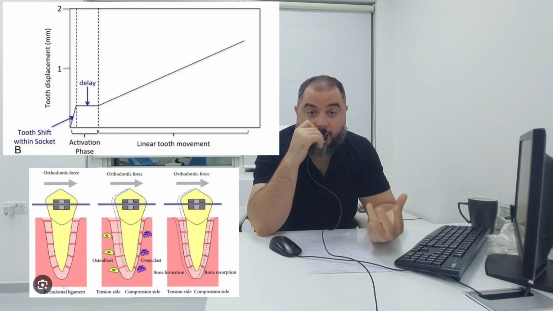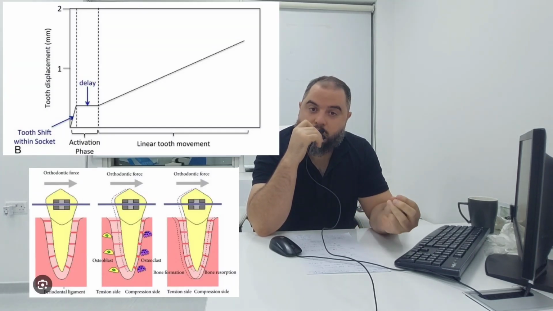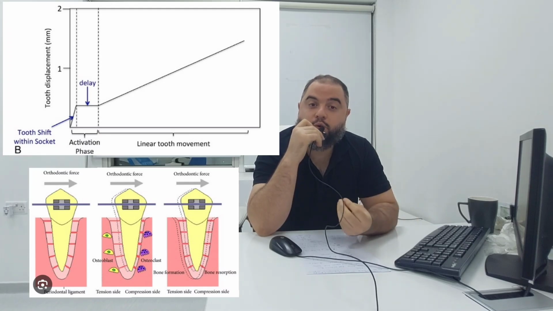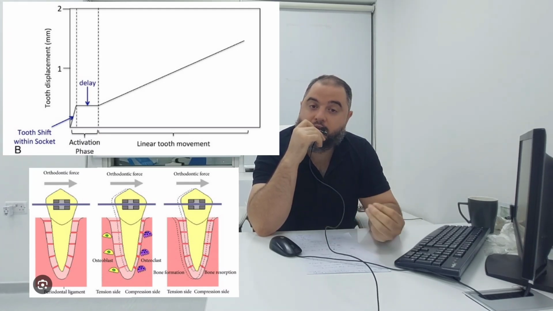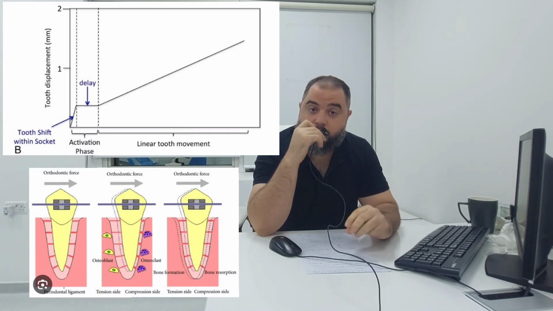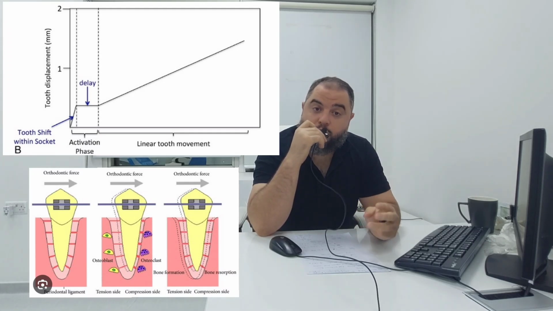We have two options. Option A, a light force, in which after 2 days we have a linear tooth movement. The osteoclasts will go to the compressed side and start their activity to resorb, and the osteoblasts will go to the tension side. Then we have bone formation, and a very nice continuous tooth movement.